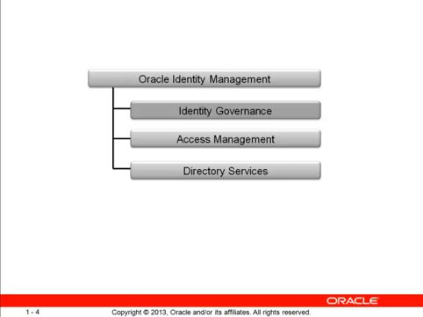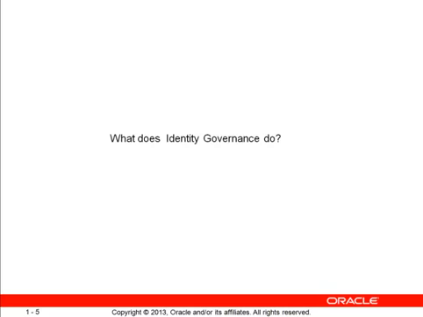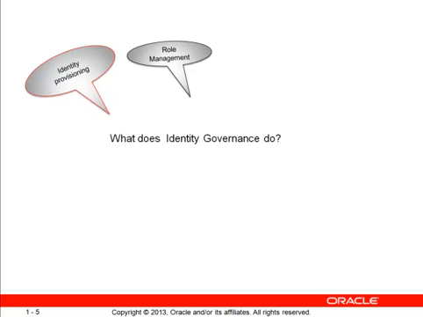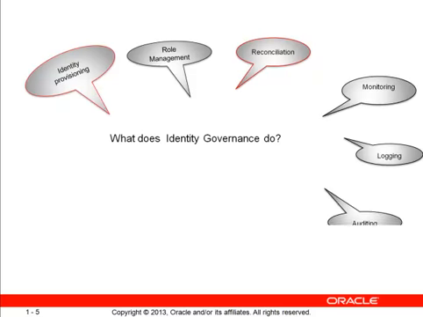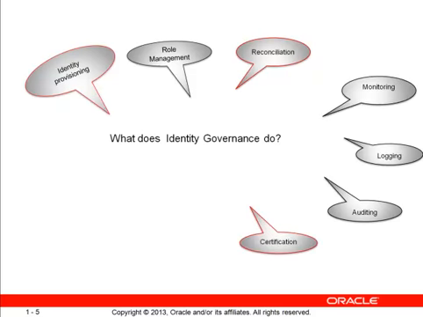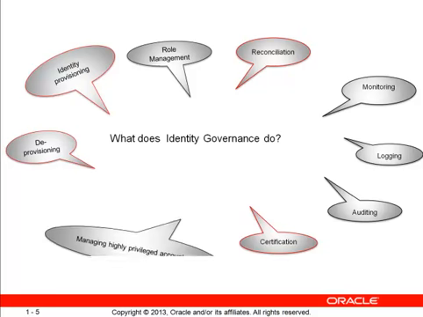In this video, we'll be talking about identity governance. So what does Oracle Identity Governance do? It provides tools for identity provisioning, role management, reconciliation, monitoring, logging, auditing, certification, deprovisioning, and managing highly privileged accounts.